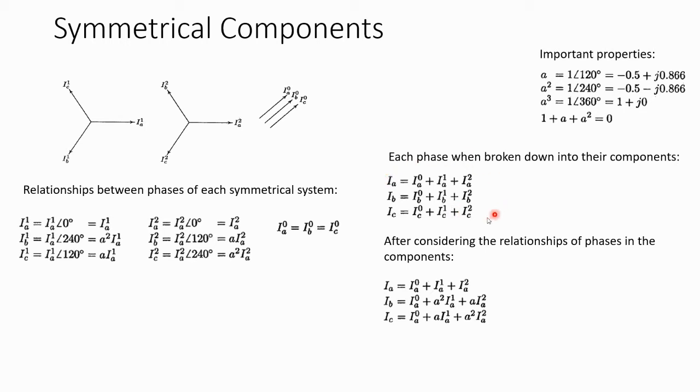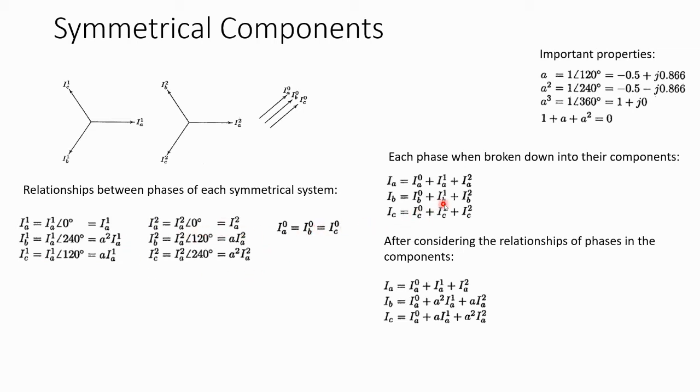And instead of writing them in 9 different symmetrical components and phases, we can instead rewrite this in terms of phase A only, based on the relationship that we have derived over here.